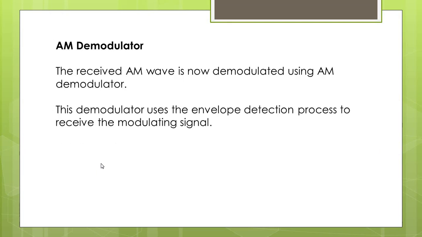Then we have an AM demodulator or a detector. The detector or demodulator selects the AM wave and separates the message signal from the carrier signal. In the AM demodulator, the envelope detection process is used to recover the message signal from the modulated signal.